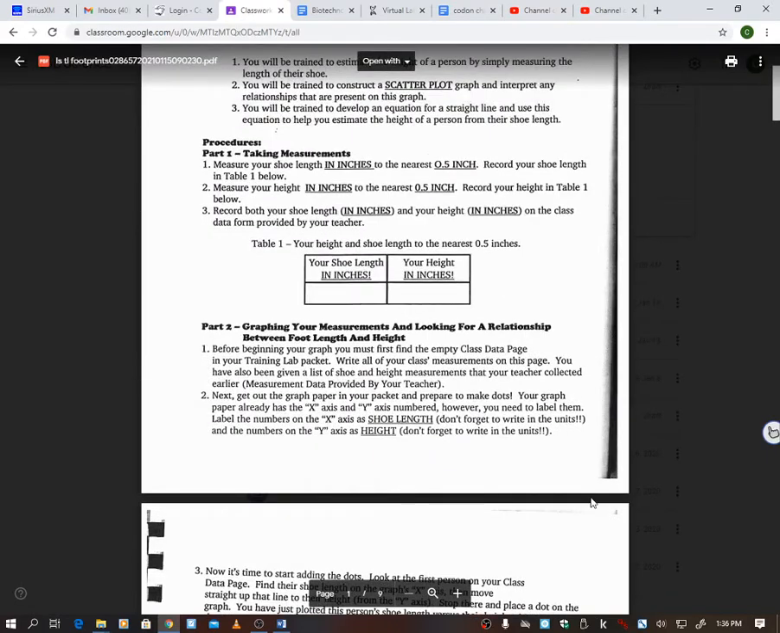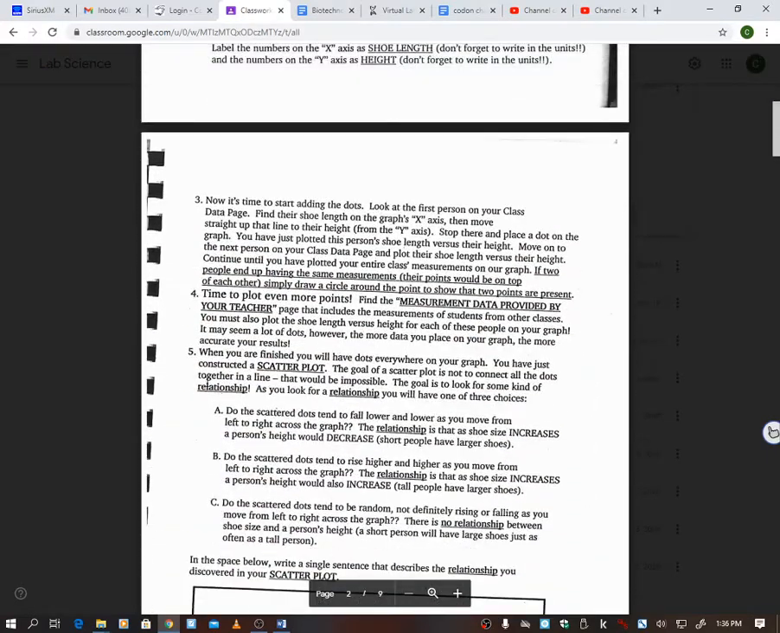All right, so you're plotting all of those points. When, number 5 here, when you are finished, you will have dots everywhere on your graph. Okay, it'll look like a big mess. You have just constructed what is called a scatter plot. The goal of the scatter plot is not to connect all these dots, but to try to get a general idea of what is going on in this picture. Where are these dots scattered? What does that tell us? Okay, so that's what you're trying to do.